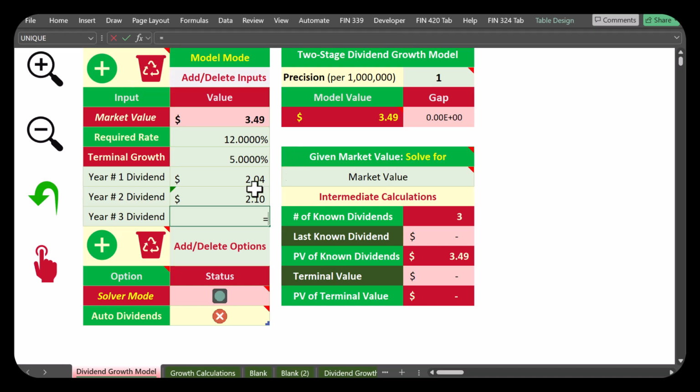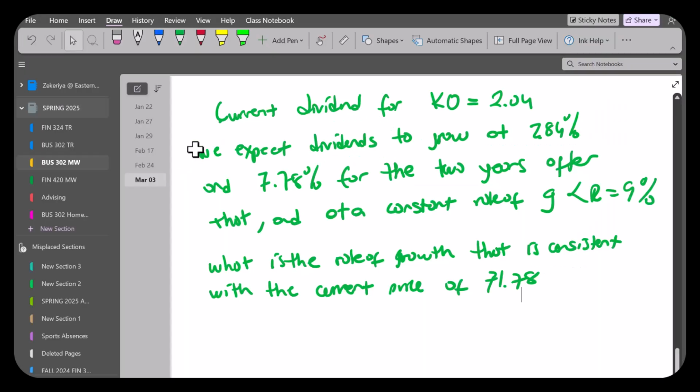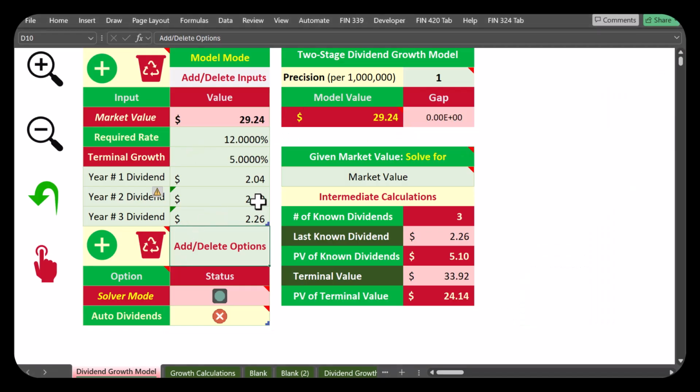Year 3, 1 plus, I think it was 7.84%, if I am not mistaken. 2.84 and 7.78. Let's just be consistent. So basically, these are the estimated dividends for the next 3 years. After that, it's going to grow at a constant rate.